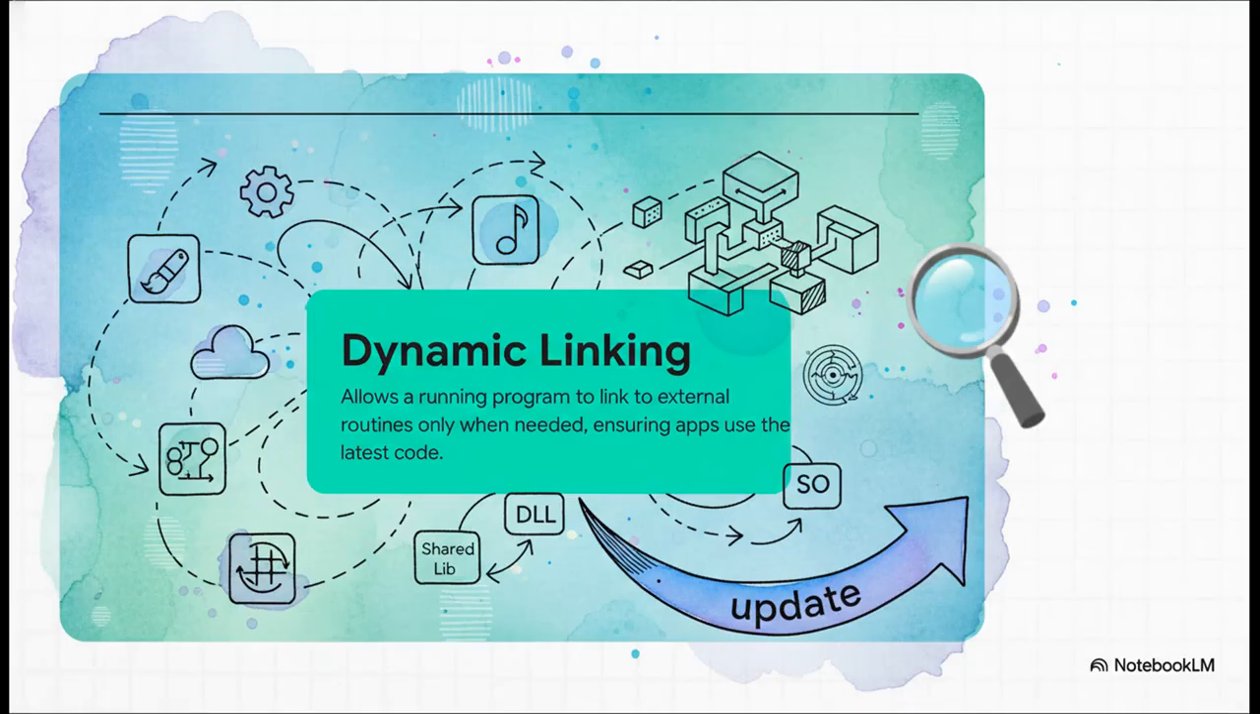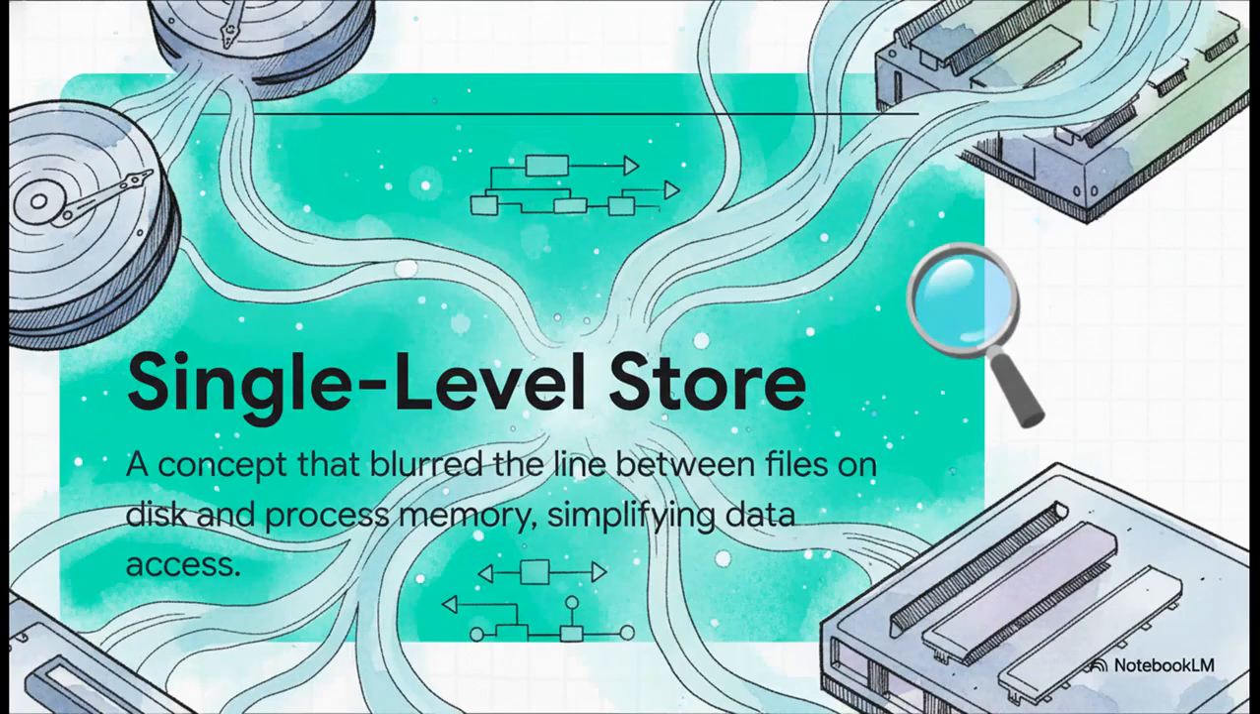Okay, here's another one. You ever wonder how a bunch of different apps can all use the same system functions, and when you update your OS, all those apps just magically get better without you having to reinstall them? Well, that's dynamic linking. Multics was the first to let a program pull in code from the outside, but only when it needed it. This is the granddaddy of all the DLL files in Windows and the shared libraries in Linux and macOS.